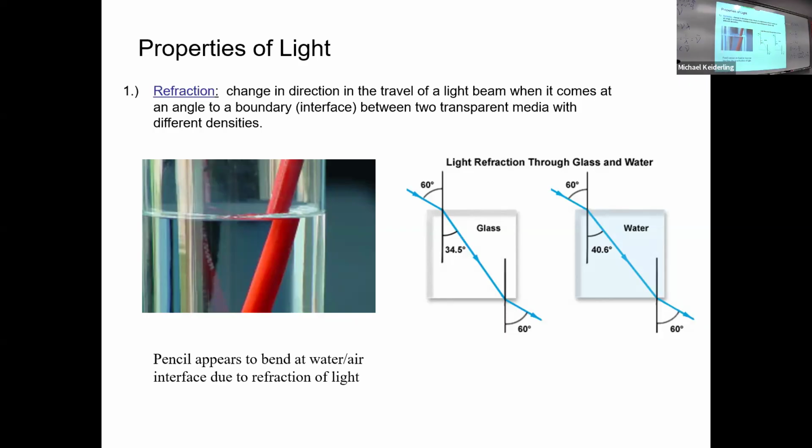Refraction is the bending of light when it passes from one medium into another. What happens is when a wave passes into a medium where it travels at a different speed, it bends. And this happens with all waves, but we use it with light. Here you can see the pencil appears to bend at the water-air interface due to the refraction of light.